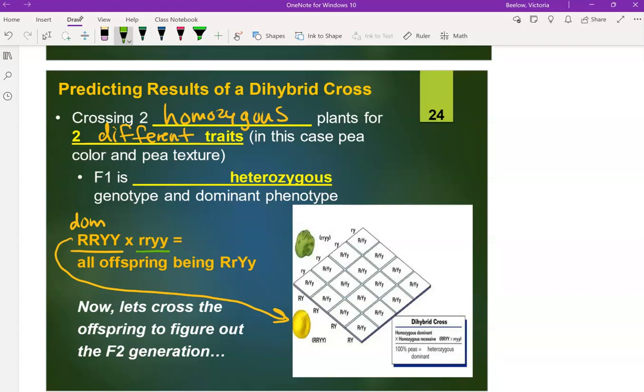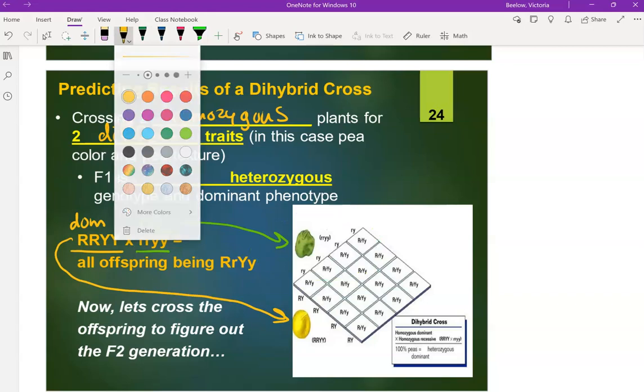Versus the recessive form for both traits, which would be green, the recessive form for color for the pea plants, and wrinkled, which is the recessive texture for peas. So one pea plant is dominant for both traits, yellow and smooth, and the other pea plant is recessive for both traits, green and wrinkled.